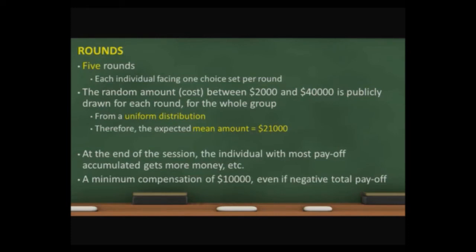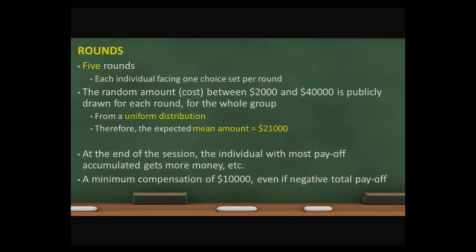So at the end of the session, the individual with most payoffs, first session, we calculate the payoff. Second session, the payoff. Third, fourth, fifth session, the payoff. After the 5 rounds, the more payoff you get, the more money you walk out of the room. If you get a net negative payoff, or 0 payoff, you always walk out with 10,000 pesos. Okay, that's the minimum for participating. But you can do better. You can get more if your payoffs are positive at the end. Okay, so that's the rules. That's all we have to know.